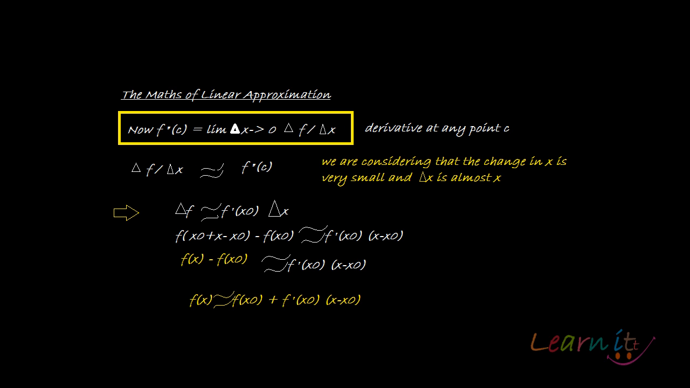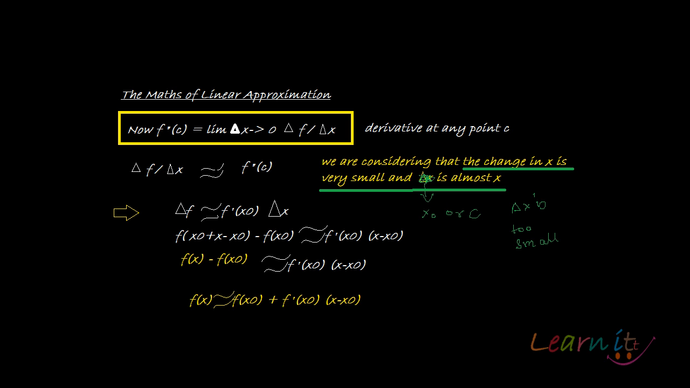So what we are trying to say is that the moment we consider the change in x to be very small, x is almost the point c. So I'm going to just change what I'm writing here. So x naught, or you can call it any point c, is almost x because the change in x is too small.